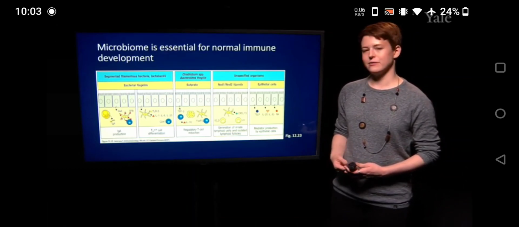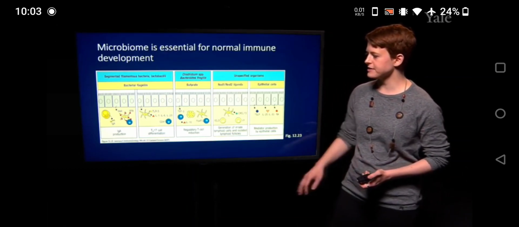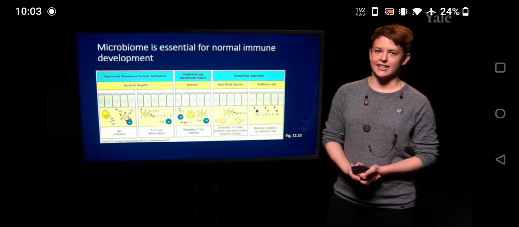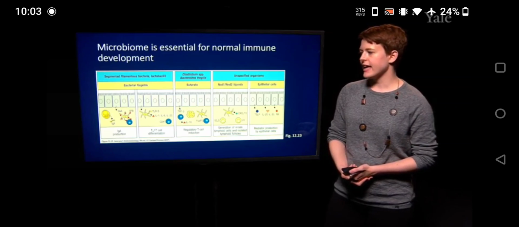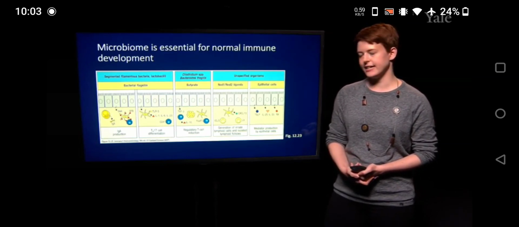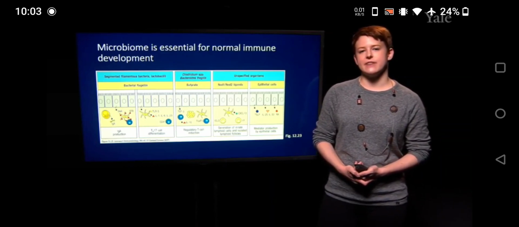So first, we have some specific bacteria, such as segmented filamentous bacteria, or SFB, and some of these bacterial proteins will be presented and interact and actually lead to the development of certain subsets of immune cells.